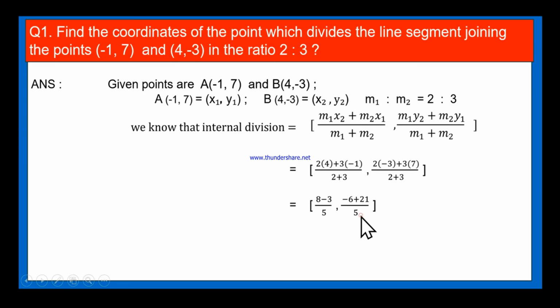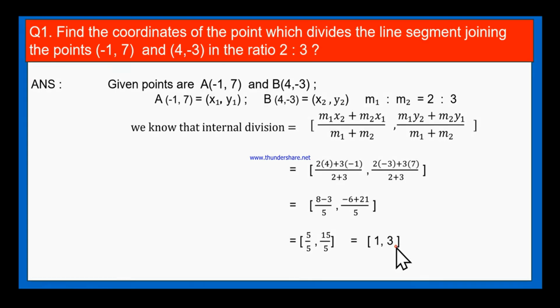Isn't it? Now you see. What is 8 minus 3? 8 minus 3 is 5, divided by 5. And what is 21 minus 6? 21 minus 6 is 15, divided by 5. 5 in 5 one time and 5 in 15 3 times. Therefore, the internal division point is (1, 3).